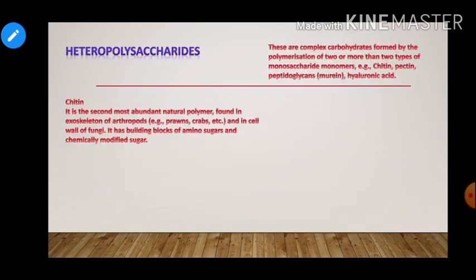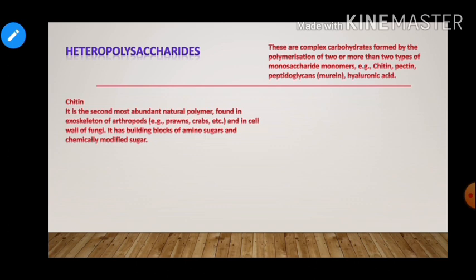Now the next category which we will discuss is the heteropolysaccharide. Children, heteropolysaccharides are composed of modified monosaccharide molecules. These are complex carbohydrates formed by the polymerization of two or more types of monosaccharide monomers.